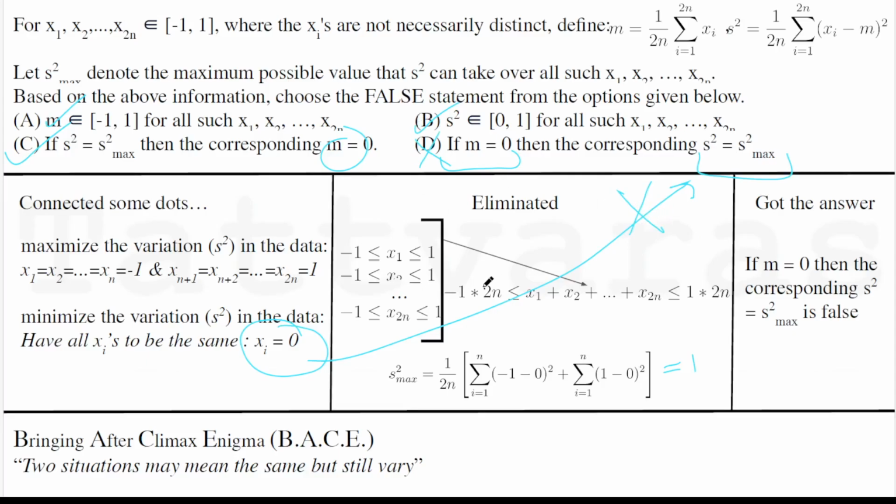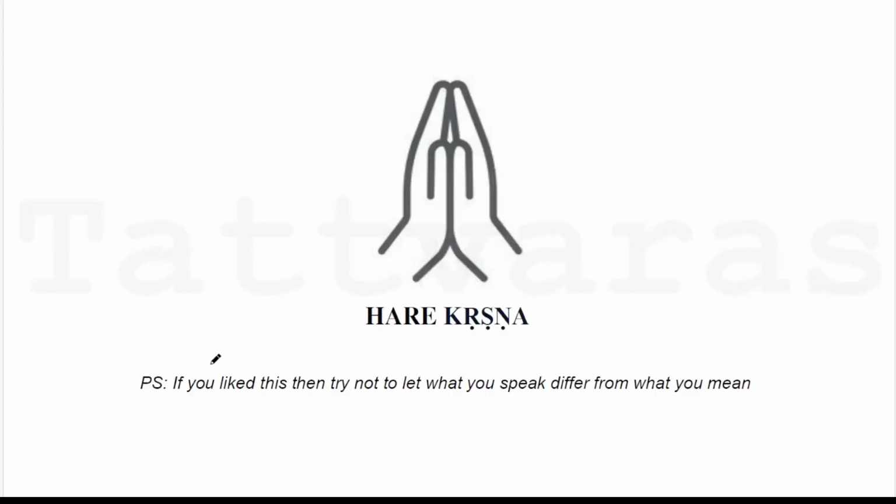And some base to build your base: two situations may have the same mean but still vary. The context is that the situation where S square was the max value, S square max, even in that case the mean was 0. And when S square was minimum, even in that case the mean was 0. But we see that the variation in these two cases was different. And if this was helpful, then the request is always try to not speak different than what you mean.